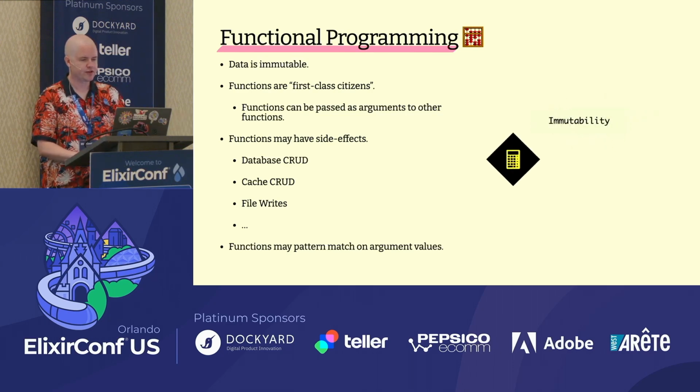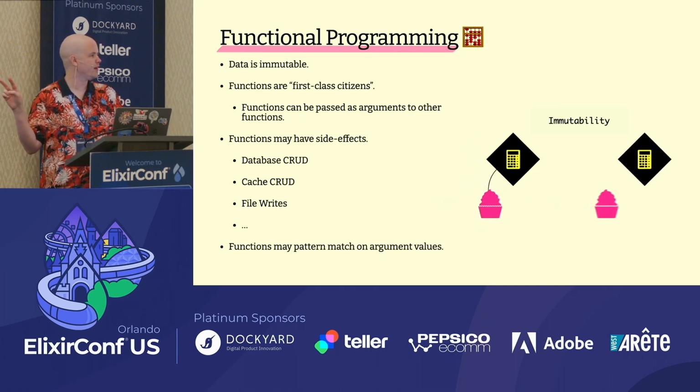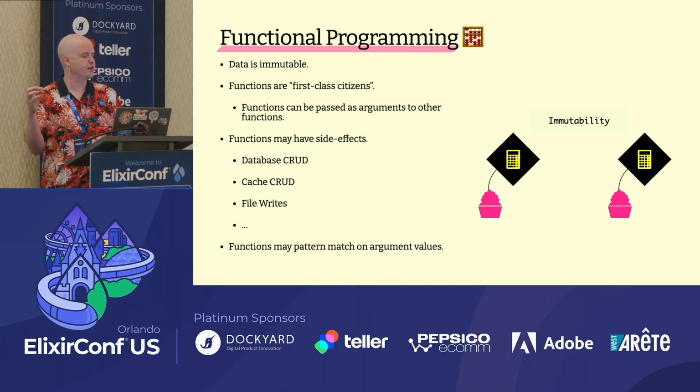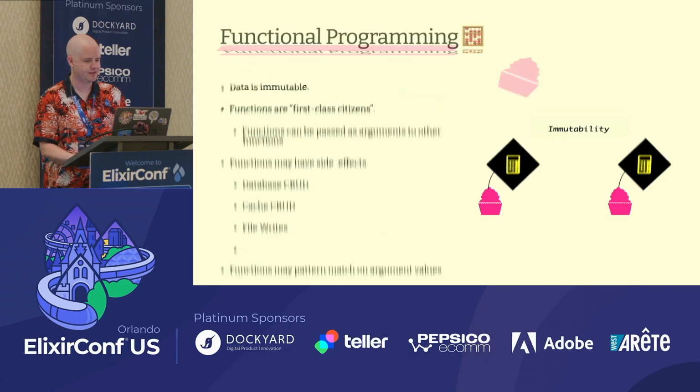So just to illustrate immutability here, we've got these two functions, and they operate on cupcakes. Whenever function A needs to call function B, it clones the cupcake, or the piece of data, and sends that over to function B, so that if function B is chomping away at the cupcake, function A is still able to operate on its copy of the cupcake.